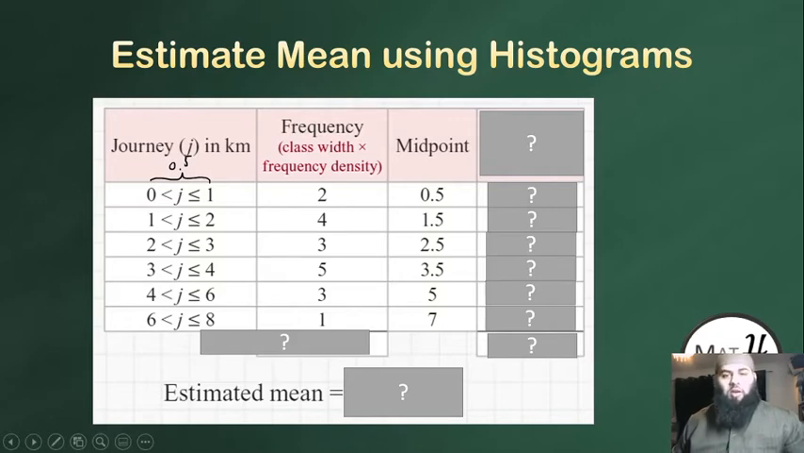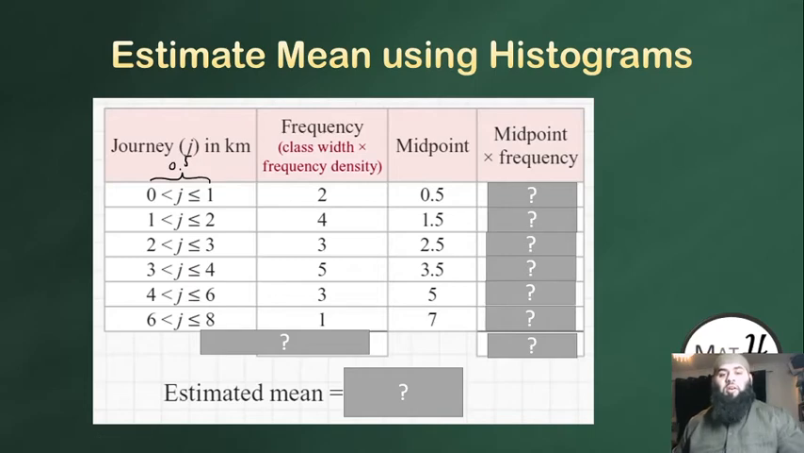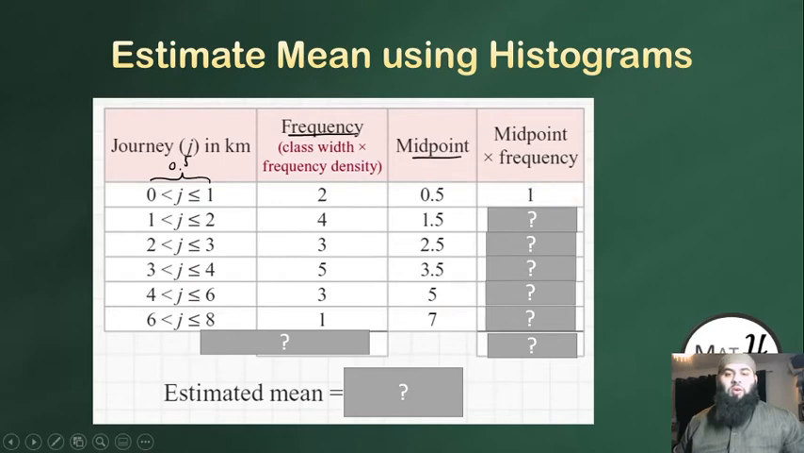Okay. Once you find the midpoint, you have to do this fourth column, which says midpoint times frequency. So you're going to multiply each midpoint with its frequency. So we're going to do 2 times 0.5, we get 1. 4 times 1.5 is 6.